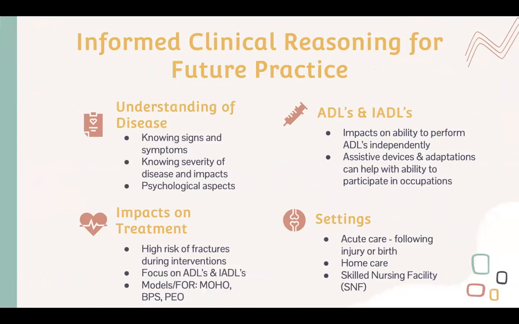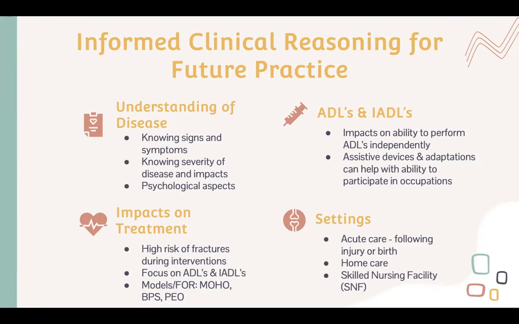So, informed clinical reasoning for future practice. Just a couple key points that I think stood out for me were understanding the disease, and knowing the signs and symptoms of that disease are going to be very impactful for treating patients, knowing severity of the disease and how it impacts them, and those psychological aspects that were discussed on the previous slide. ADLs and IADLs are probably the most impacted things for clients with osteogenesis imperfecta. So being able to help them do those ADLs and IADLs should be a really big goal. Impacts on treatment are going to be a high risk of fractures during interventions.